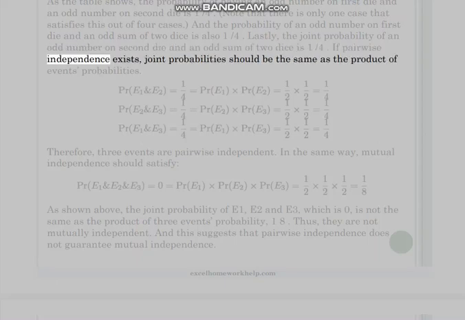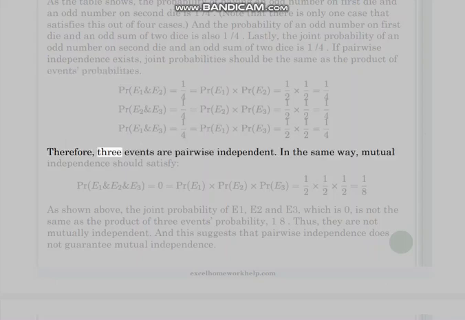If pairwise independence exists, joint probabilities should be the same as the product of the events' probabilities. Therefore, the 3 events are pairwise independent. In the same way, mutual independence should be checked.